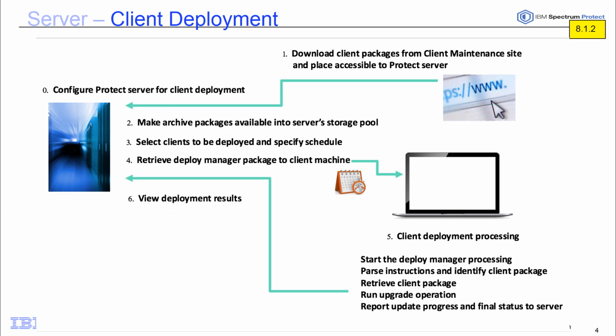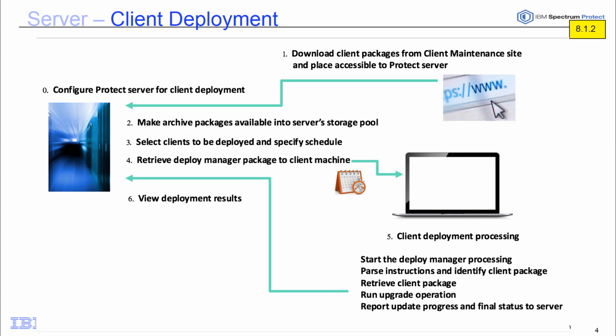The steps that are required in order to do the command line client deployment is, first of all, you'll go through and configure the Protect server. Then you'll download the client packages from the client maintenance site and place those on the Spectrum Protect server, at which time those packages will then be archived into the Spectrum Protect storage pools. You'll set up a schedule for individual clients on when and what you want to be deployed.